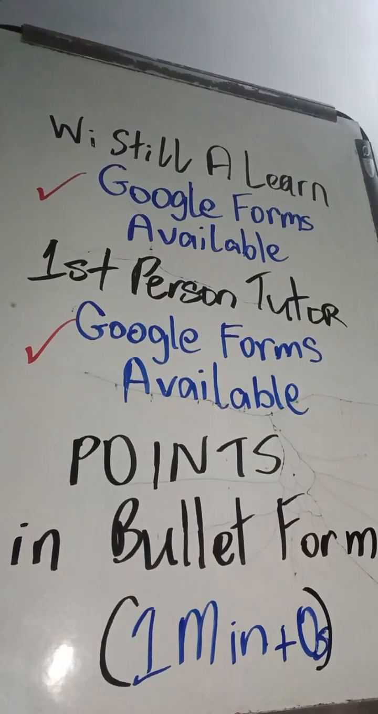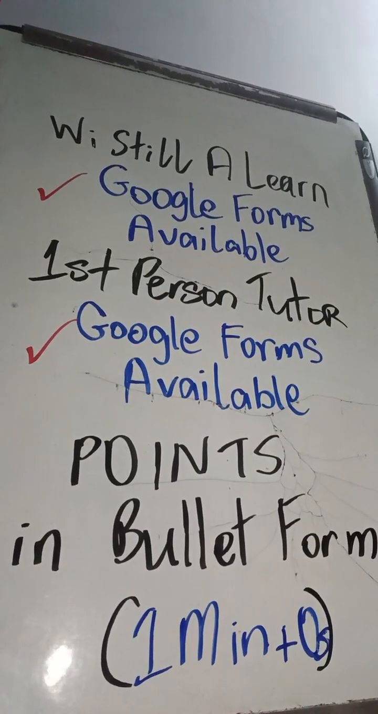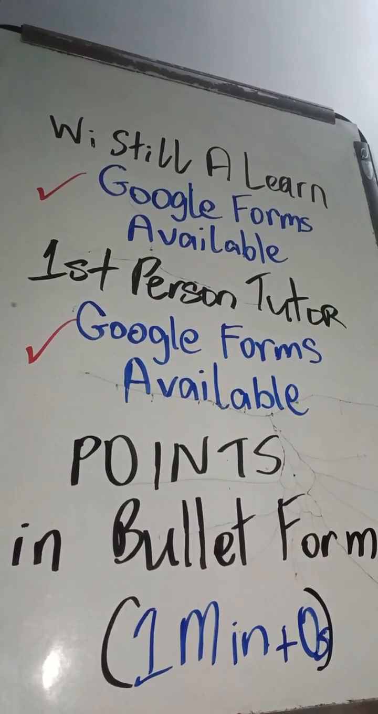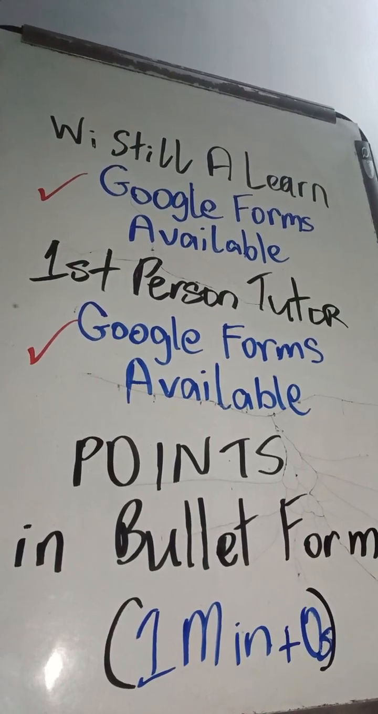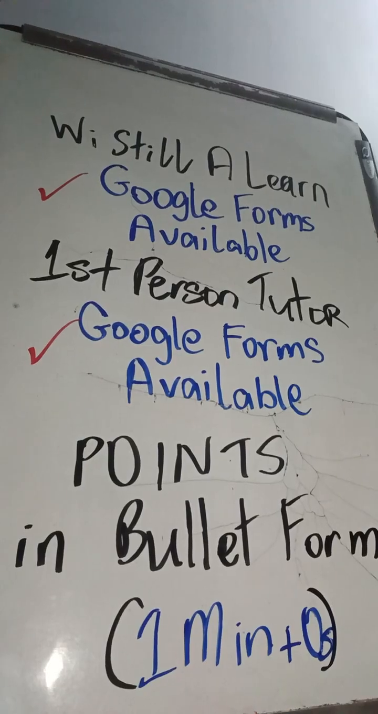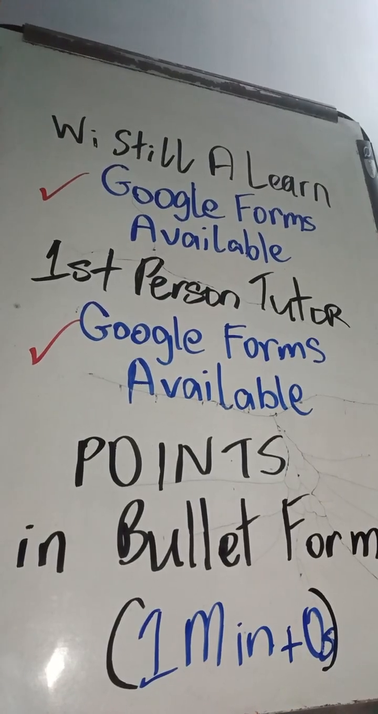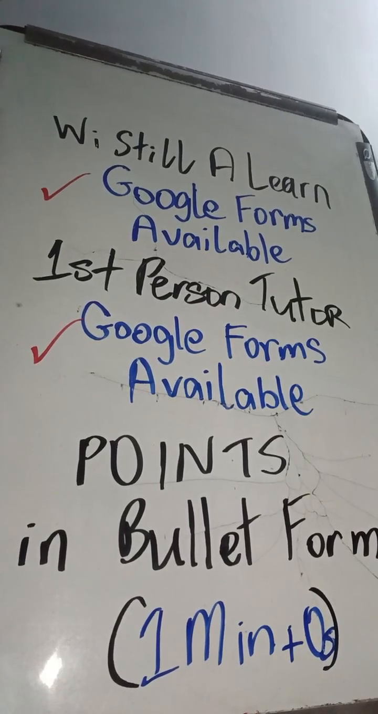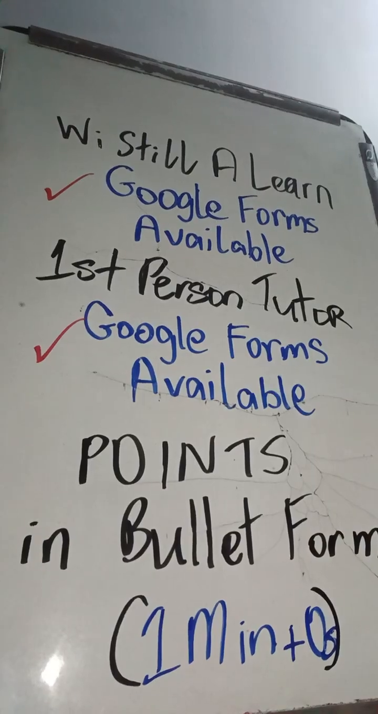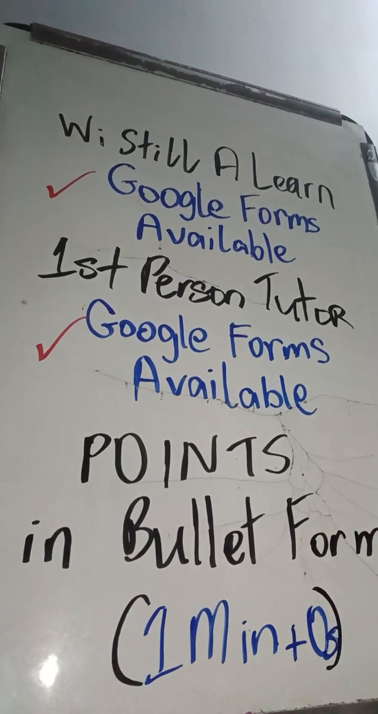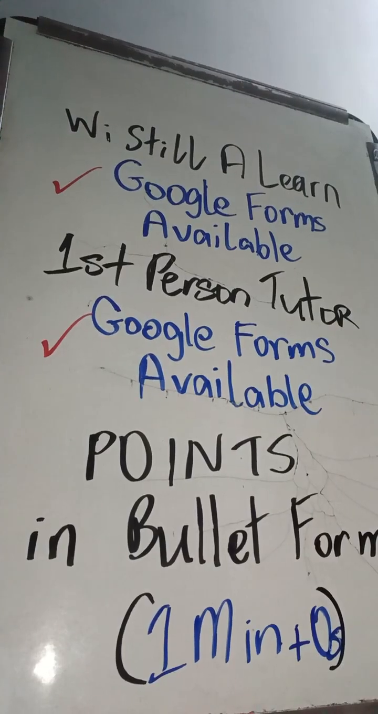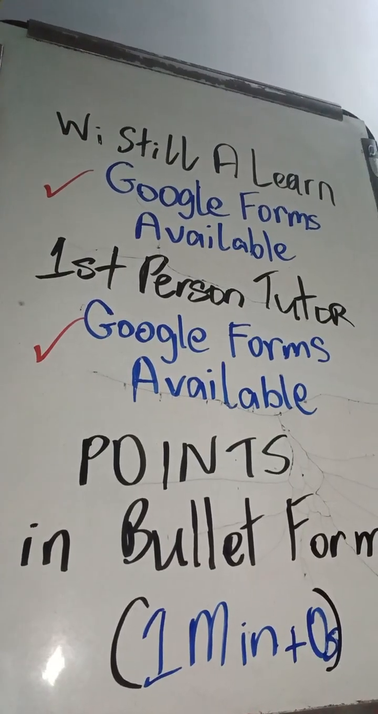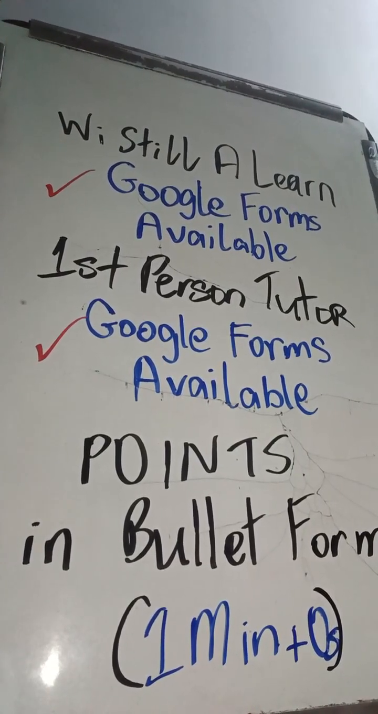So again, another friendly reminder, We Still Learn classes are face-to-face on Saturdays and Sundays. First person tutor will be between Monday to Thursday, right? And you can choose between one-on-one or small group sessions, right? So again, remind me to make that consideration on the Google form so that you can make your selection. And of course, that will dictate the price and so on.